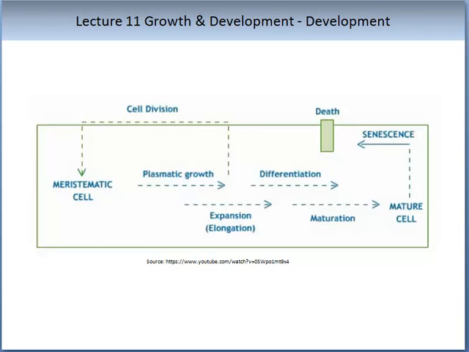It is helpful to differentiate between growth and development. Growth is the cell division and cell elongation, while development is the whole process, that is, from germination all the way through the different stages of growth to death, as illustrated on this image on the slide.